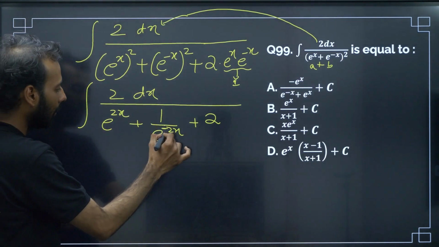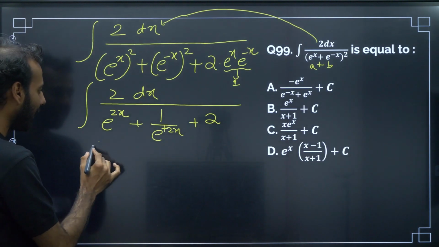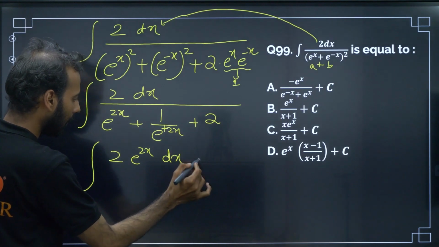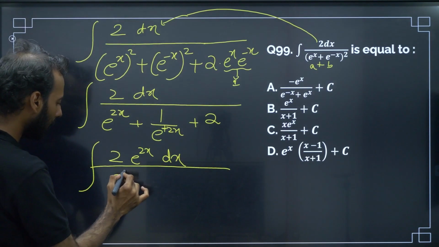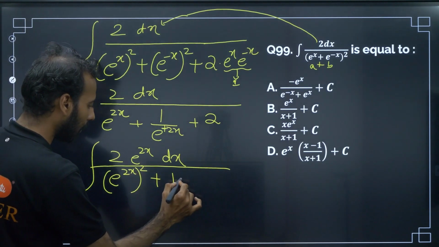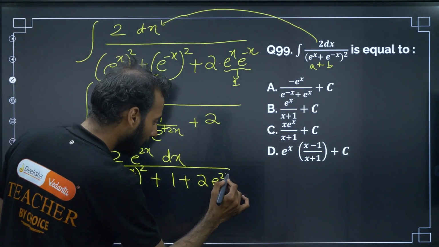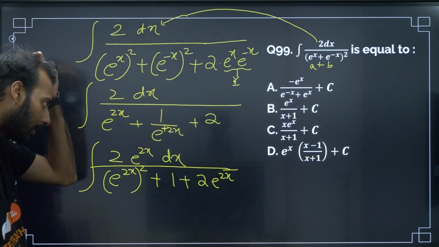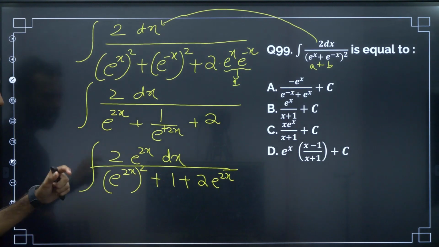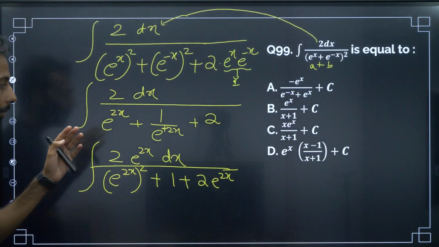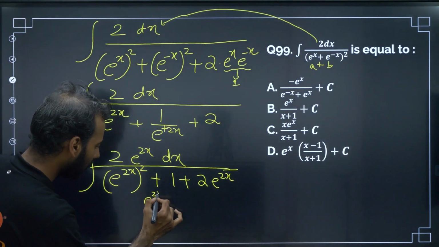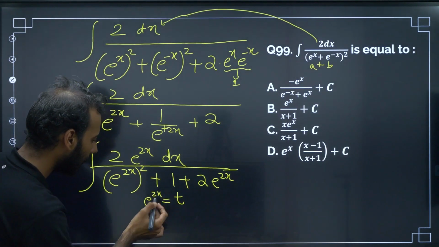Next, this is plus. If I take the LCM, 2 e power 2x dx over e power 2x whole square plus 1 plus 2 e power 2x, this expression we got. Now if you observe, the things are very complicated, so for simplifying purposes, for a moment let me rename this e power 2x as t.